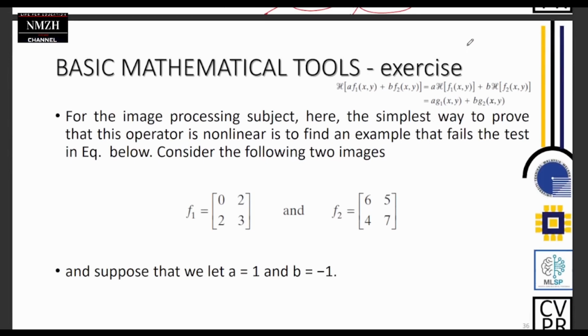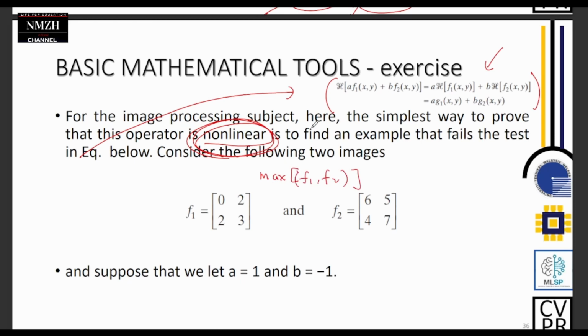Okay, I think you guys should try this one at home: the basic mathematical tools exercise. This reflects the one that we discussed in the previous slide. For the image processing subject here, the simplest way to prove that the operator is nonlinear is to find an example that fails the test in the equation below. The equation means this one: the max of F1 and F2.